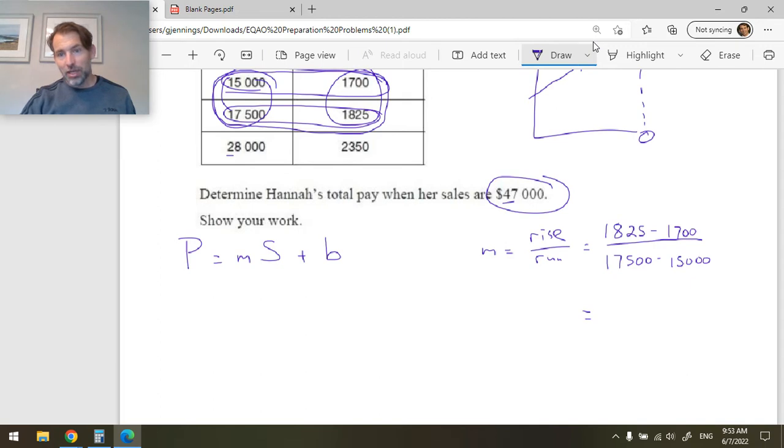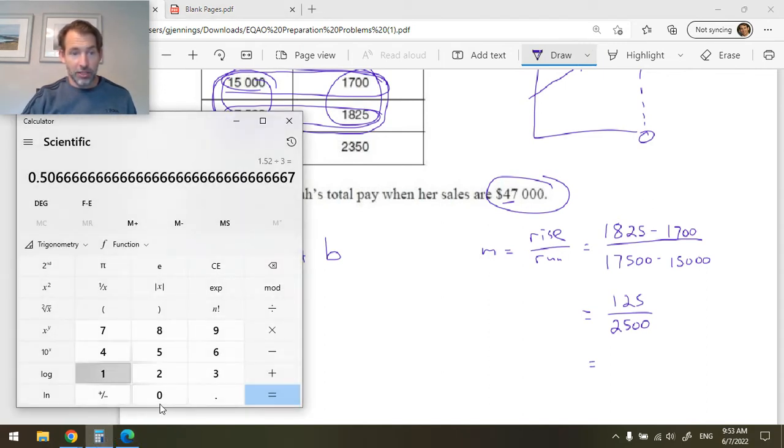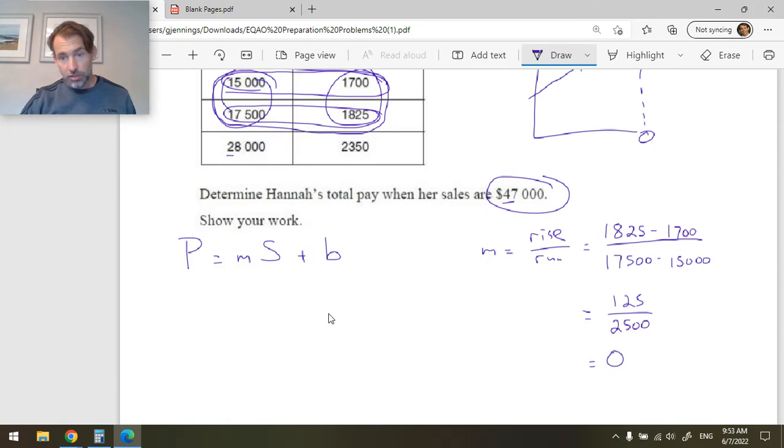All right, so that would be an increase of $125 divided by an increase in sales of $2,500. So it looks like she has a commission of about 5%. Let's just check that and make sure that that's indeed 5%. 125 divided by 2500 equals 5%. Okay, there you go. Just trust your mental math if your mental math is really well developed. So that's the m. Okay? Meaning, if she sells $1 worth of stuff, she gets a nickel. And you might think, oh, that's not very fair.